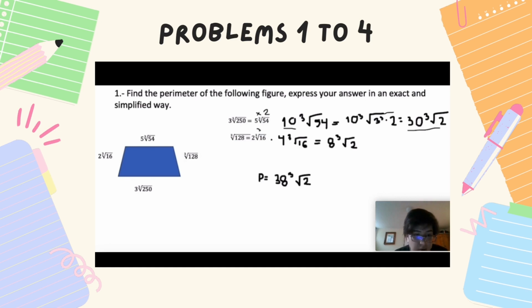And then for the other part, which is the left side and the right side, we simplify them and we have 8 cubic root of 2. And we add them and we have that the perimeter is 38 cubic root of 2.